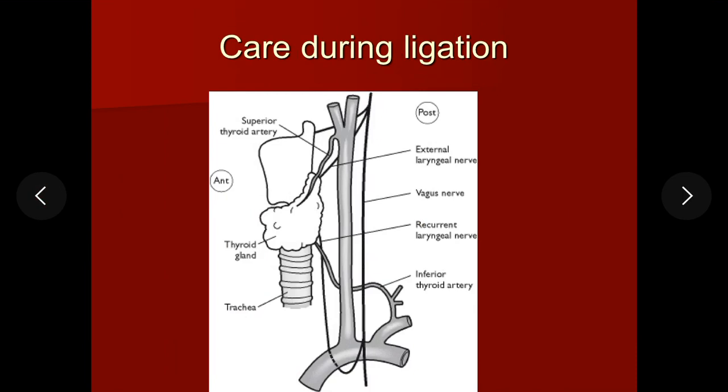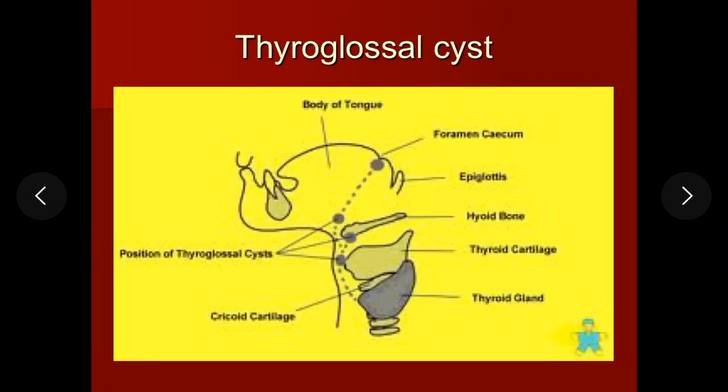Now, extreme care is needed during ligation in thyroidectomy. I have already mentioned why we ligate the upper pole and the lower pole. You know where to ligate the superior thyroid artery at the upper pole, so as to prevent injury to the external laryngeal nerve, and the lower part to prevent injury to the recurrent laryngeal nerve. So that care during ligation should be there. Plus the developmental anomaly that we have already discussed, that is the thyroglossal cyst.